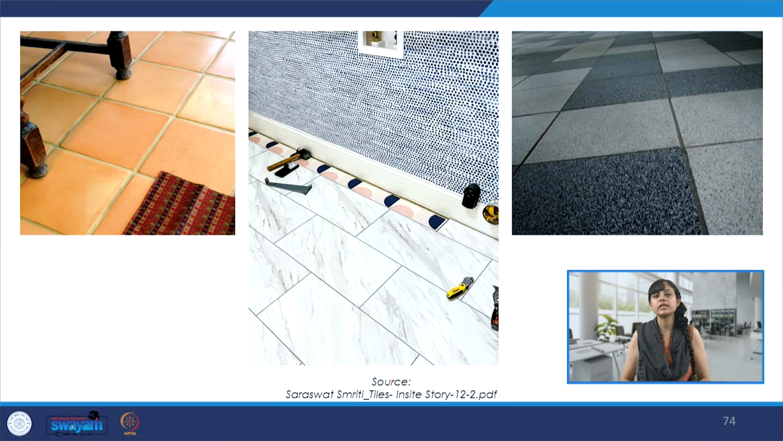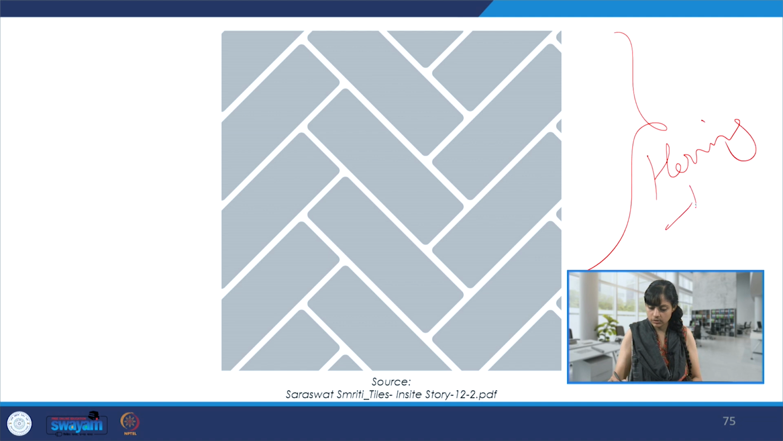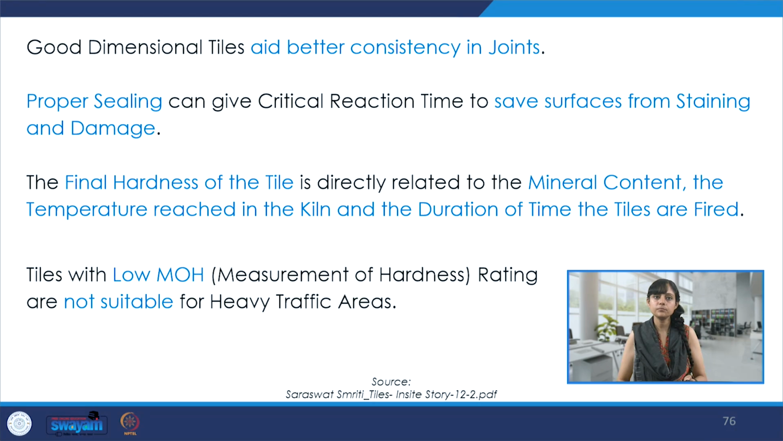These are mostly the rectangular shapes and the straightforward layouts that you are seeing. And this one is the herringbone pattern that we were talking about. Very beautiful and quite sought after in the tile industry. Good dimensional tiles will always aid better consistency in joints. And then of course proper sealing can give critical reaction time to save surfaces from staining and damage.